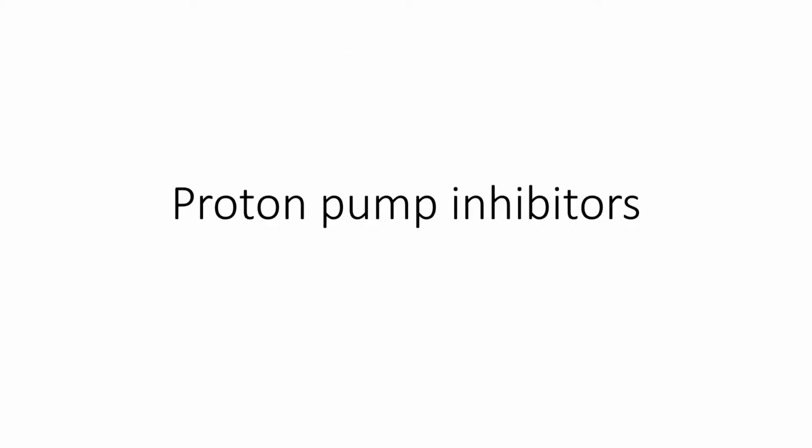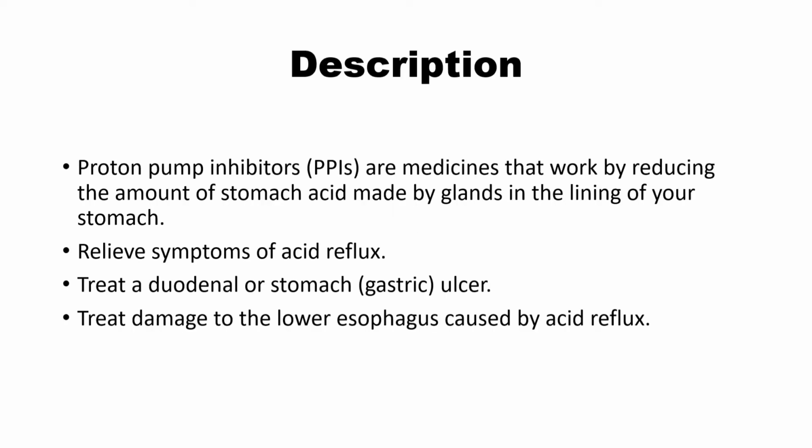Today, let us discuss proton pump inhibitors. Proton pump inhibitors are medicines that work by reducing the amount of stomach acid made by glands in the lining of your stomach. They relieve symptoms of acid reflux. They are used to treat duodenal ulcers or stomach ulcers. They are also used to treat damage to the lower esophagus caused by acid reflux.